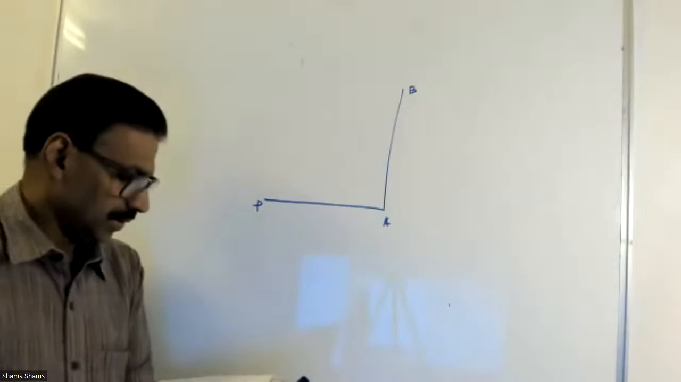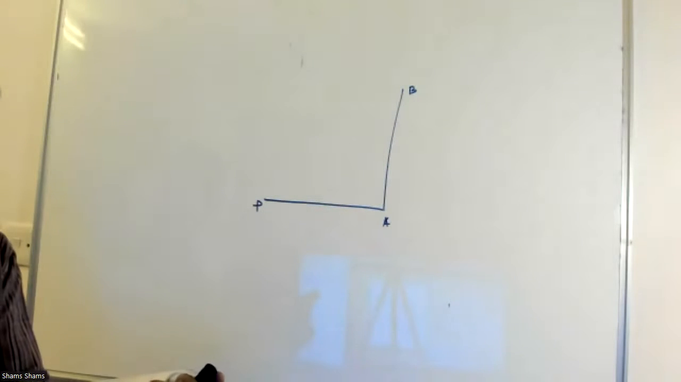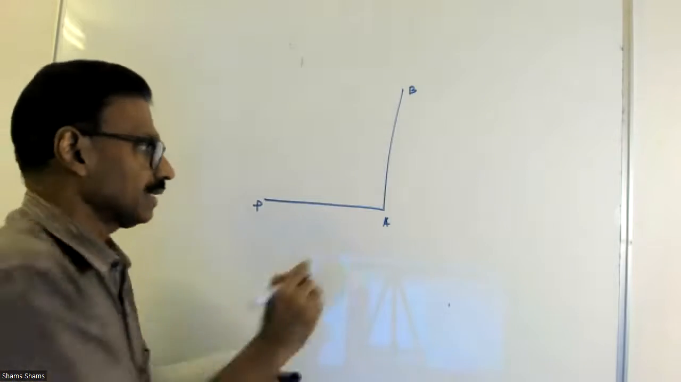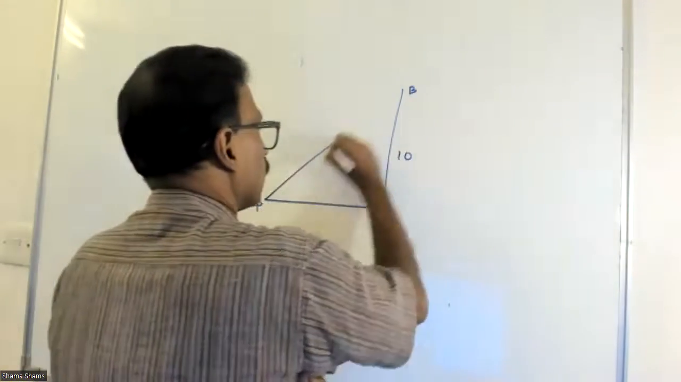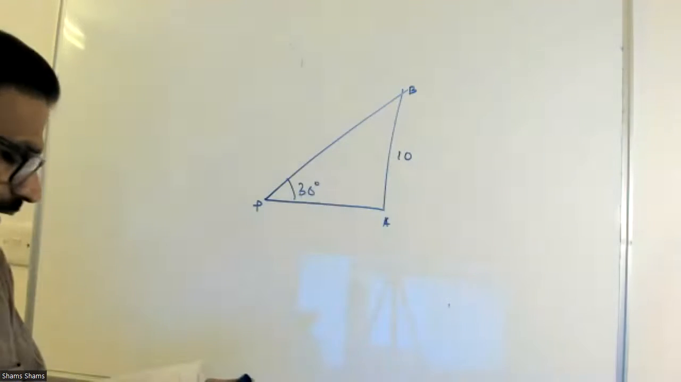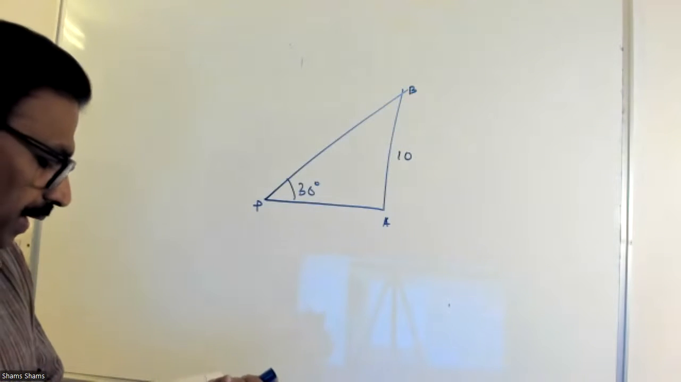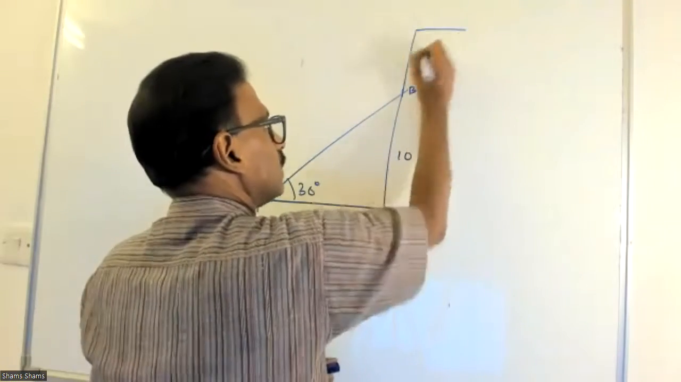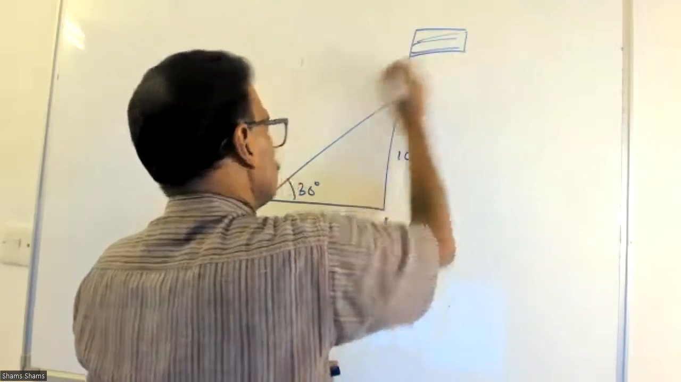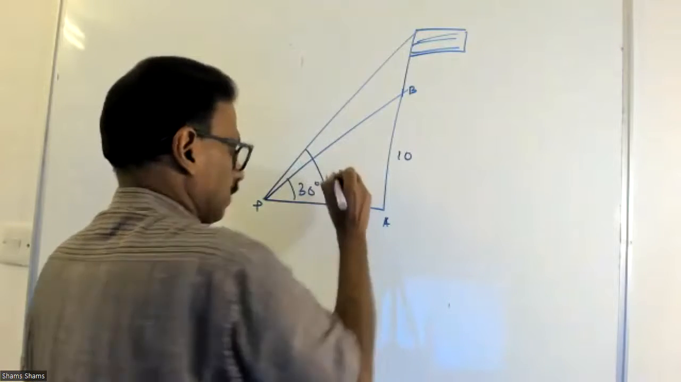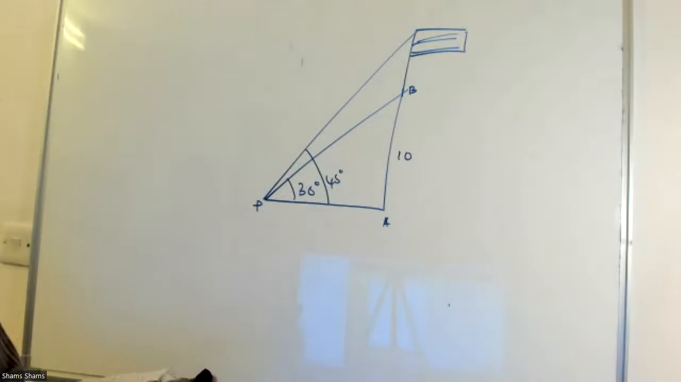Okay, Divansh. From a point P on the ground, the angle of elevation of the top of a 10 meter tall building is 30. This is 10. This angle of elevation is 30. A flag is hoisted at the top of the building and the angle of elevation is 45 degrees. Flag is here. This one is 45 degrees. Then find the length of the flagstaff and distance of the building from the point P.